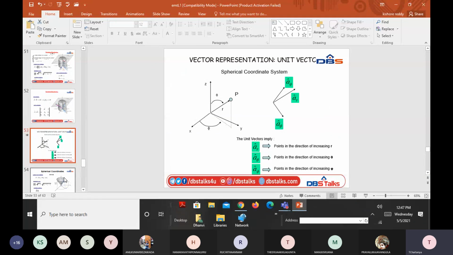Now see the vector representation of a spherical coordinate system. The spherical coordinate point representation is r, phi, theta. Phi is the azimuthal angle, and theta is the angle of the radius with respect to the z-axis.